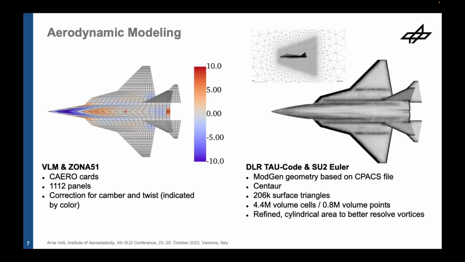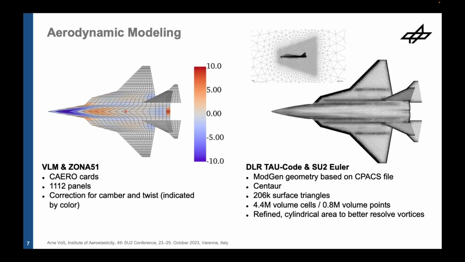However, you can apply a correction, for example, for the camber of the airfoil or the twist of the wing, which is indicated here in blue and red colors. Then on the right-hand side, we have the CFD mesh, which I set up using Centaur based on the geometry I created on the first slide. And this is an Euler mesh intended to be used for the CFD solver of DLR, the DLR TAU code, and also for the SU2 Euler solver.